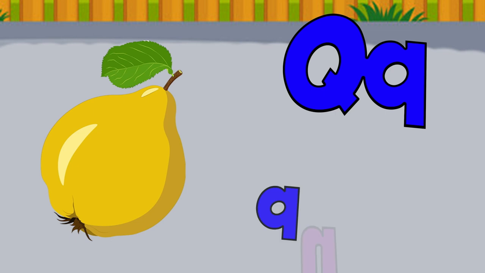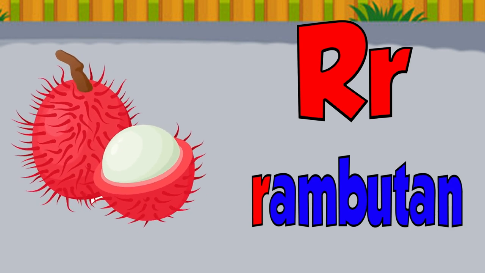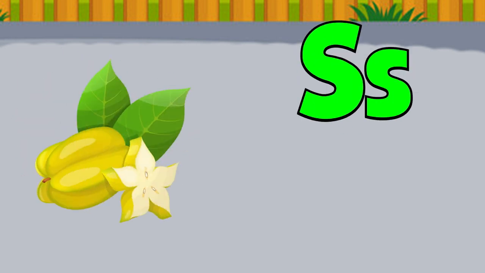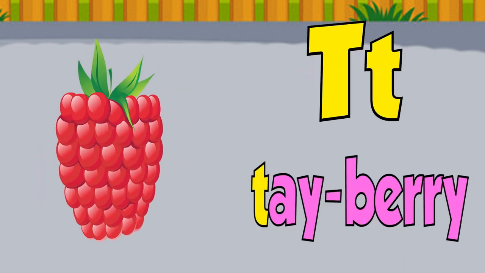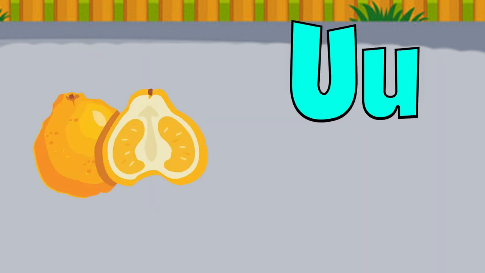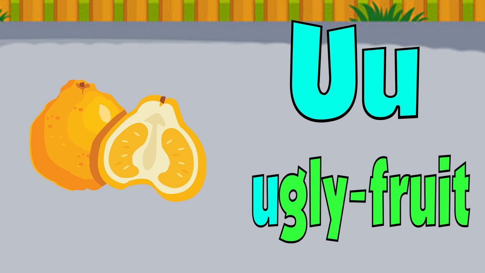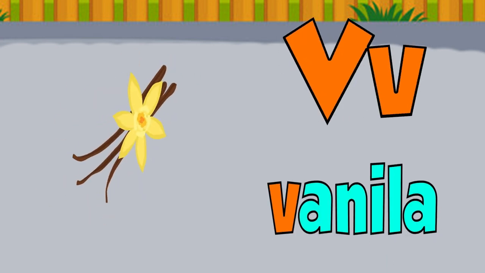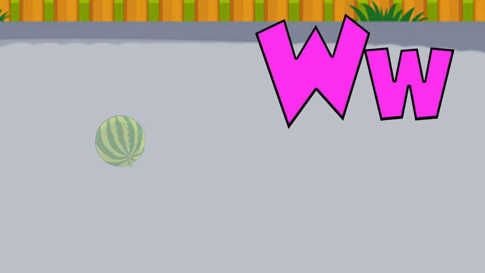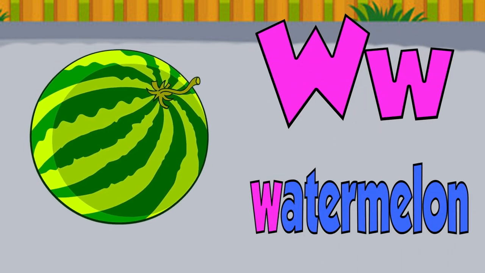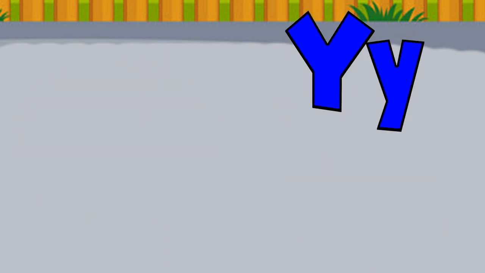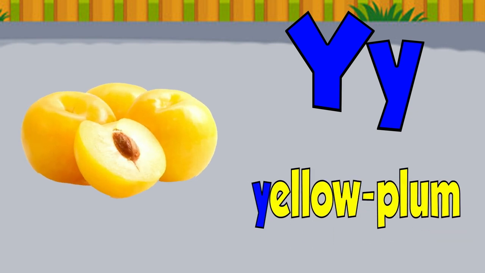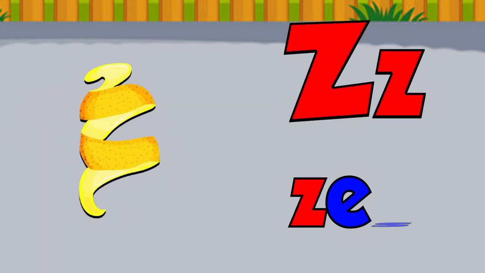Q for queens. R for rambutan. S for star fruit. T for tea berries. U for ugly fruit. V for vanilla. W for watermelon. X for zebra. Y for yellow plum. Z for zest.